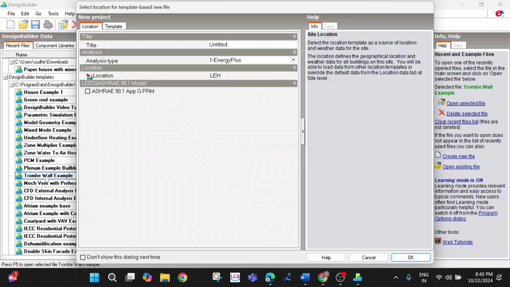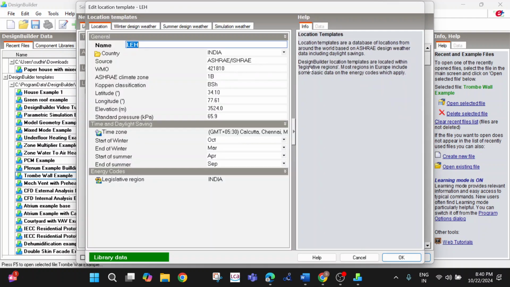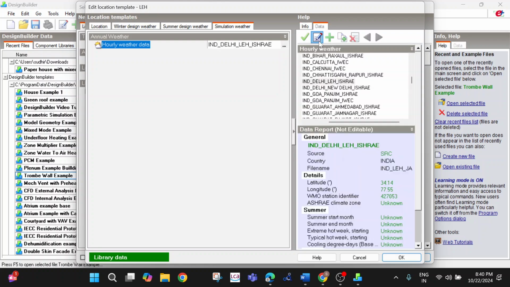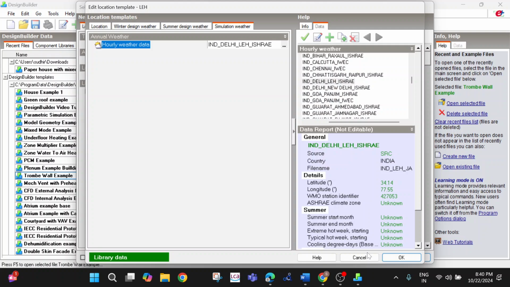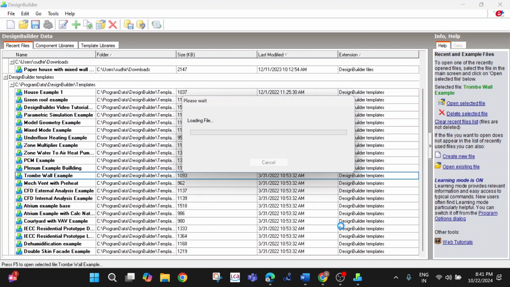So how it is constructed, like this Trombe wall, it is going to be opened for Leh, because this Trombe wall construction we are doing for space heating or keeping the building warm. That's why, let me see the weather files, whether it is the correct weather file. Yes, it is the Leh weather file, so it is the correct one. So we are doing the Trombe wall analysis for cold climate conditions like Leh.